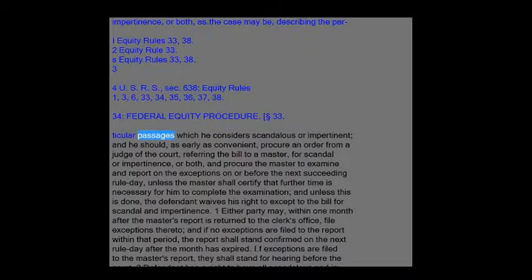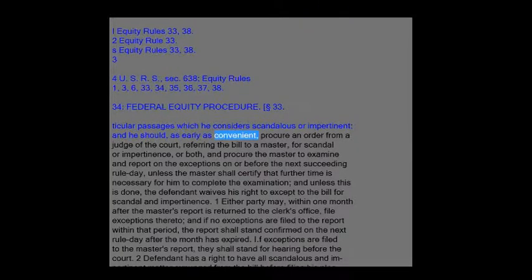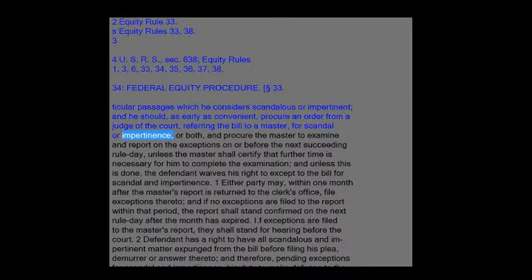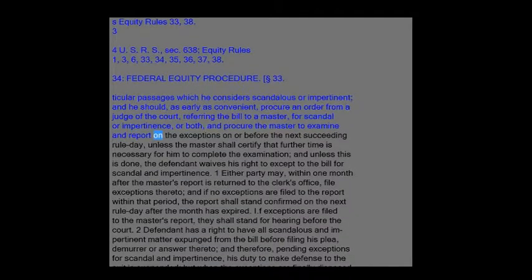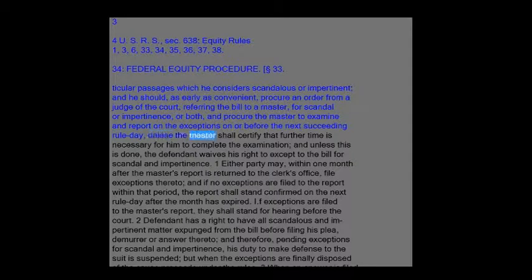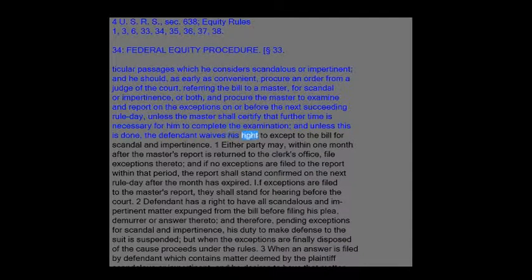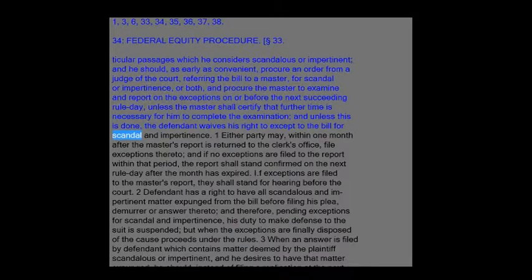particular passages which he considers scandalous or impertinent, and he should, as early as convenient, procure an order from a judge of the court referring the bill to a master for scandal or impertinence, or both, and procure the master to examine and report on the exceptions on or before the next succeeding rule day, unless the master shall certify that further time is necessary for him to complete the examination, and unless this is done, the defendant waives his right to except to the bill for scandal and impertinence.